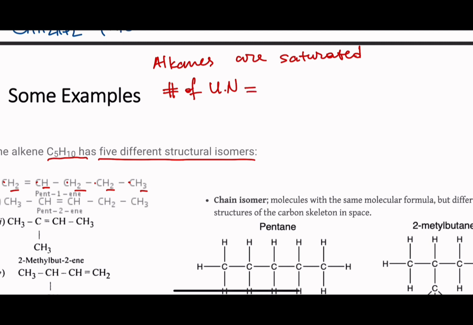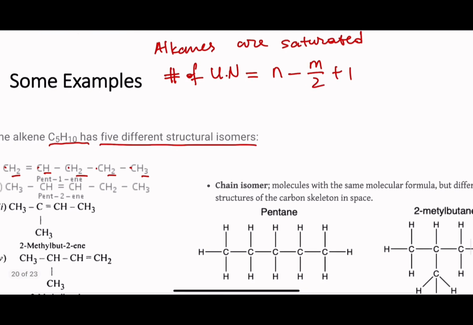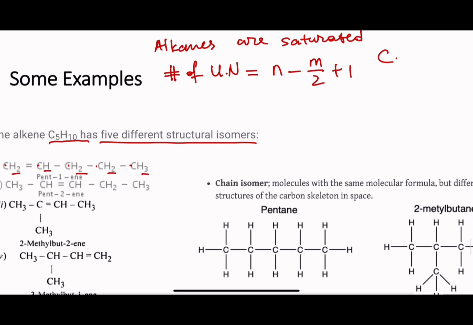unsaturation, and the formula looks like this. So N minus M over 2 plus 1. And this applies for this compound, CnHm. Okay? So I need to take into account the N is going to be number of carbons, M is going to be number of hydrogens. So let's check it for C5H10.